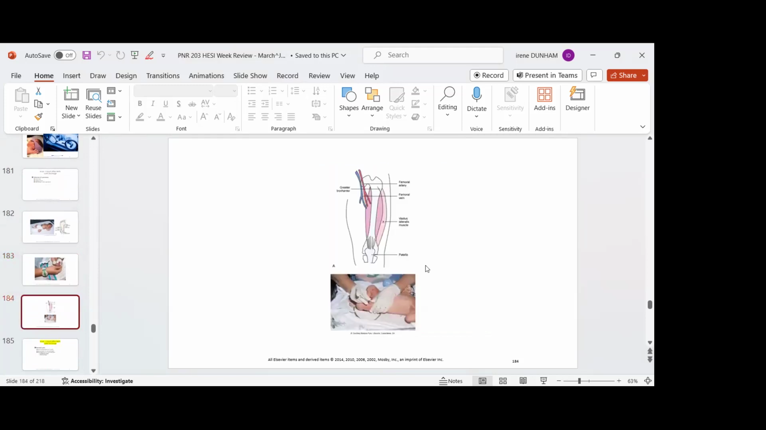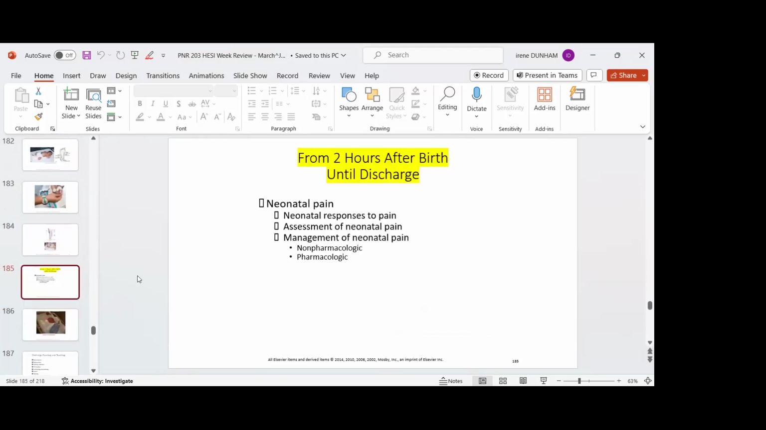We talked about doing the vitamin K earlier, and here is where you do the vitamin K injection. It is at the vastus lateralis muscle. Okay, you have to be very careful. Here's the picture of it being given. Make sure that you go into that muscle.